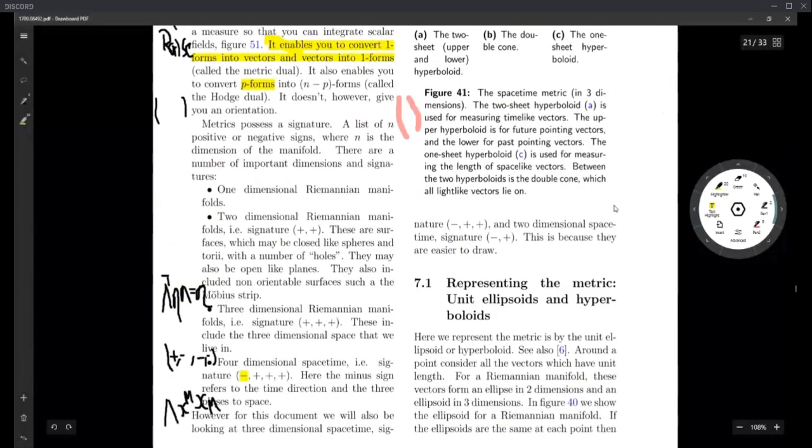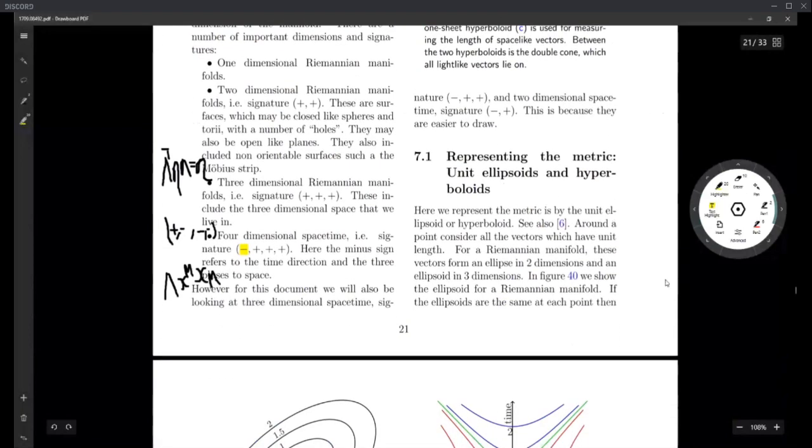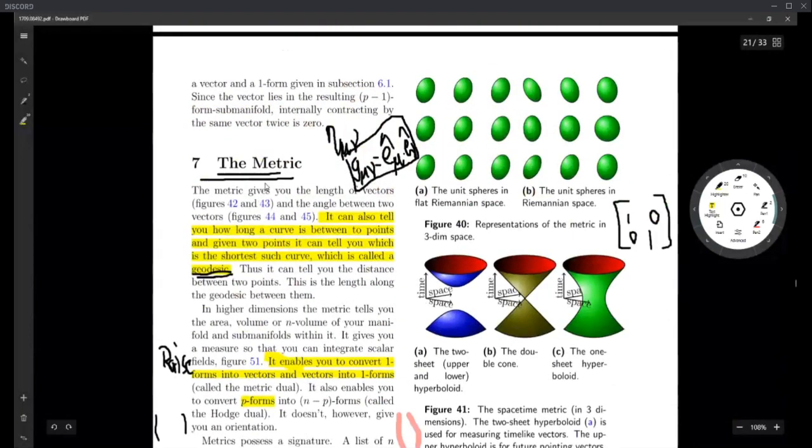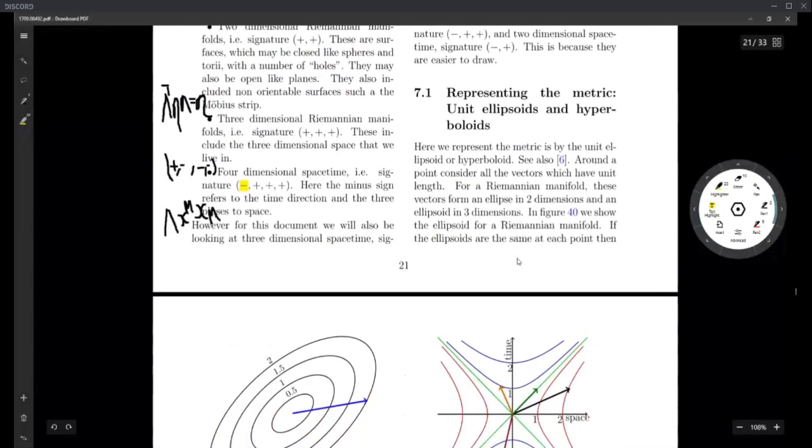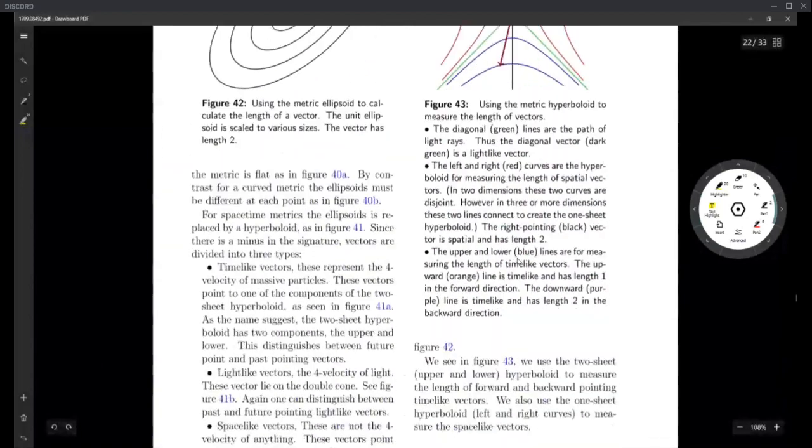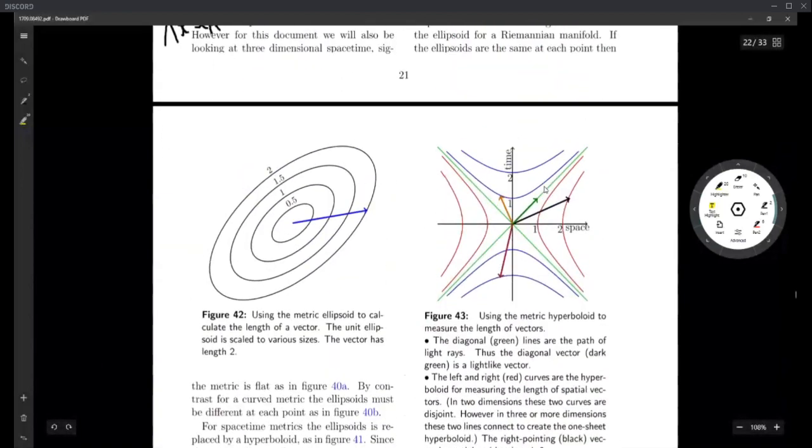Let's get down to business, which is how do we represent a manifold? I'm sorry, a metric, and how do we represent it in space-time? Or in Minkowski space. So this is how you would represent a metric.